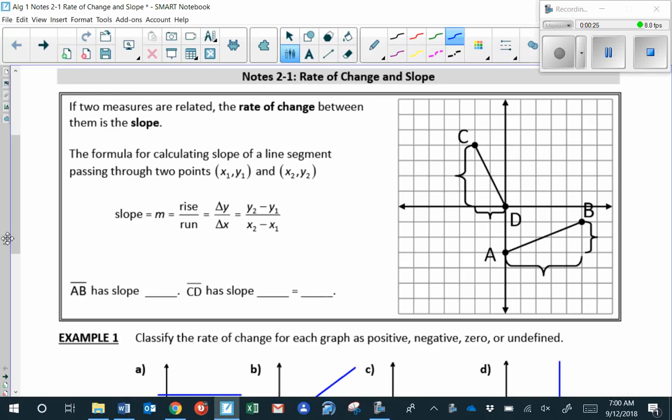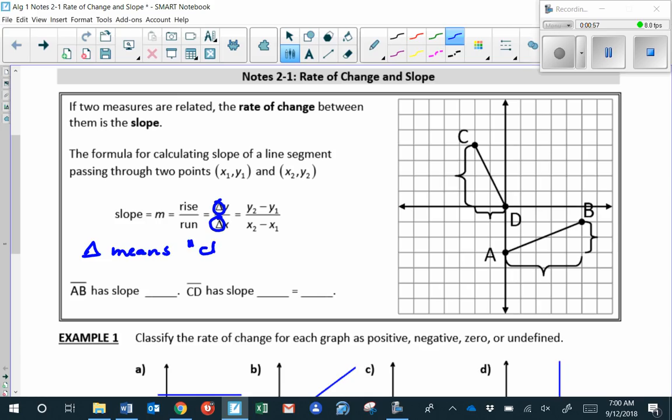If two measures are related, the rate of change between them could be called a slope when you're talking about graphing that relationship. The formula for calculating the slope of a line segment that goes through 2 points is, in informal terms, the rise over the run, or the change in y over the change in x. Delta is a Greek letter and means the change in.